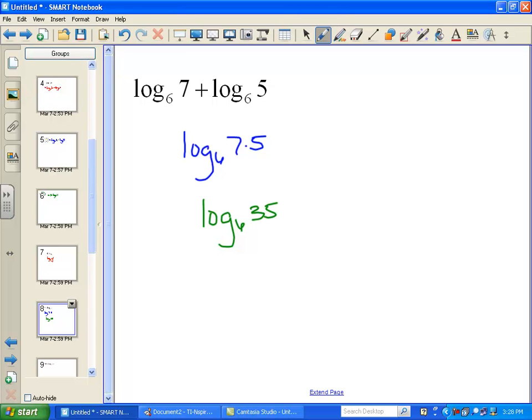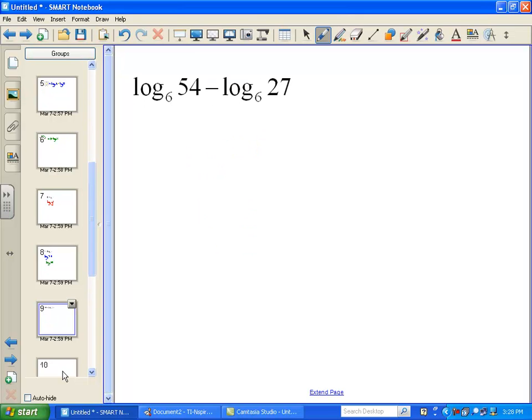Let's take a look at another one. We've got one more on the list, which was the subtraction. Remember, whatever little way you can remember it, that subtraction symbol looks a lot like the fraction bar. Going backwards, remember, subtracting the exponents meant that we were dividing at one point. So log base 6 of 54 over 27.